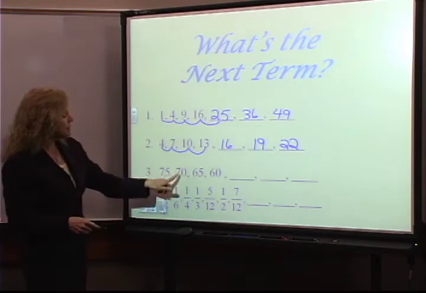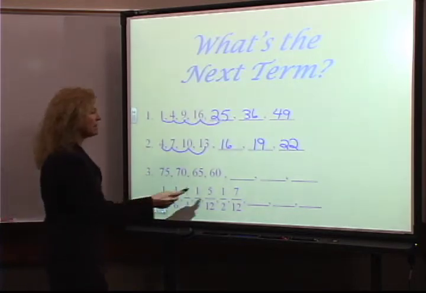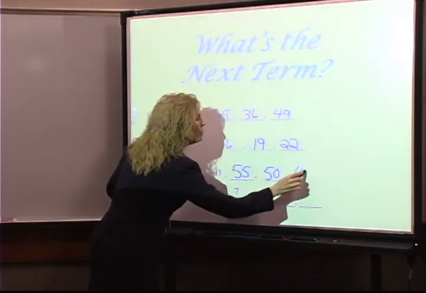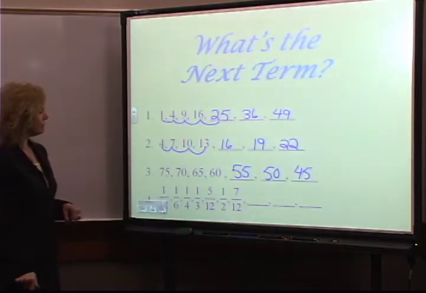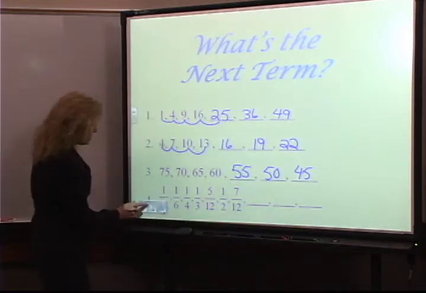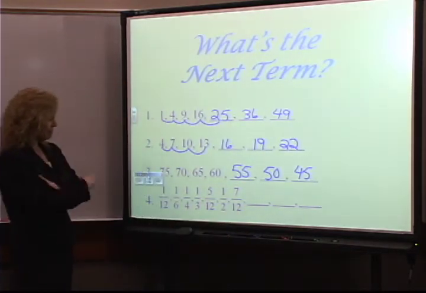This one, you can kind of see we're counting backwards by 5s. So I see this as 55, 50, 45. Okay. And then number 4 is kind of interesting here.